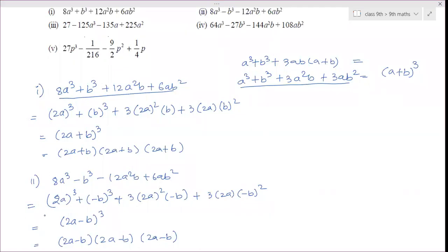Only here your main aim is to find the value of a and b, so that you can get to know from the cube terms. So the fourth one is 64a cube. Whose cube is this? 8. 8a. No, 4a cube, sorry, 4a whole cube. And this is minus 27b cube, which is 3 cube, 3b, minus 3b. So 4a minus 3b whole cube.